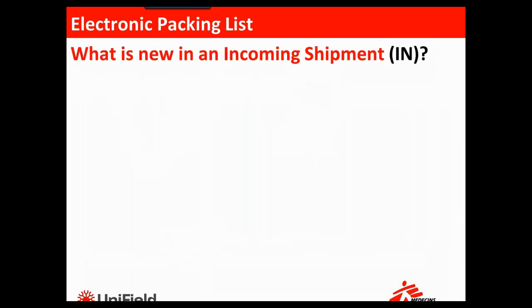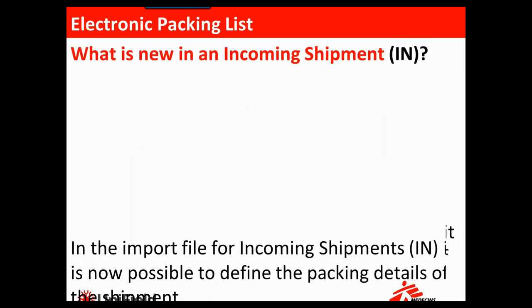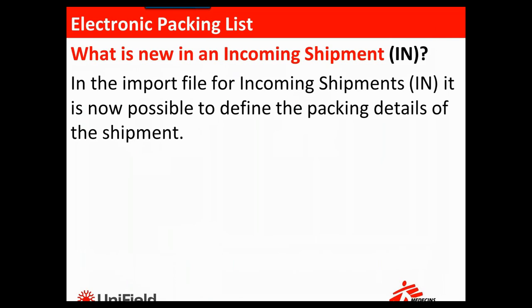Okay, so what's going to come with the new incoming shipment is just what I've mentioned, that we are now going to use an import file. It doesn't oblige you to use the import file, but you have the possibility of importing into the incoming shipment an electronic packing list that has already the defined packing details of your shipment. So how many boxes are we talking about? What is the dimension? What is the weight? What is the volume?